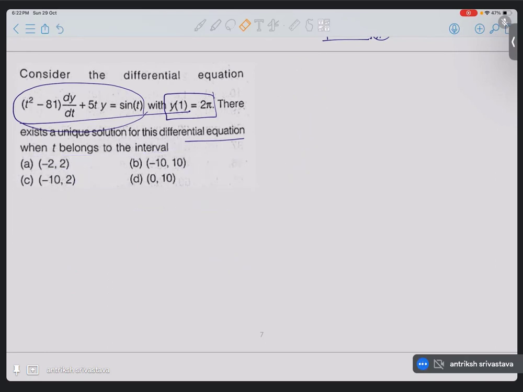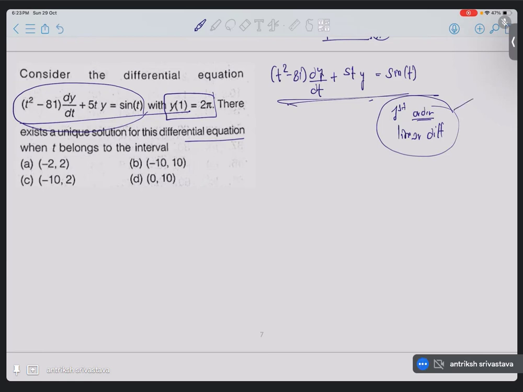Okay, so let's write the equation that we have been given. (t² − 81) dy/dt + 5ty = sin t. Now, as I said earlier, what is this? This is a first order linear differential equation, right? Same as the previous year GATE question that we solved.